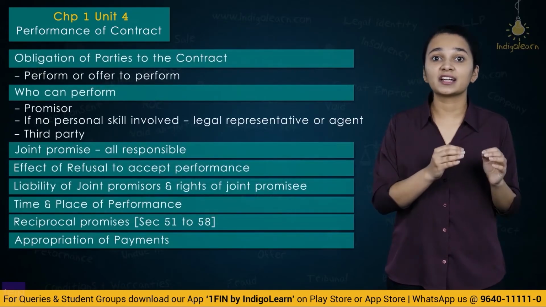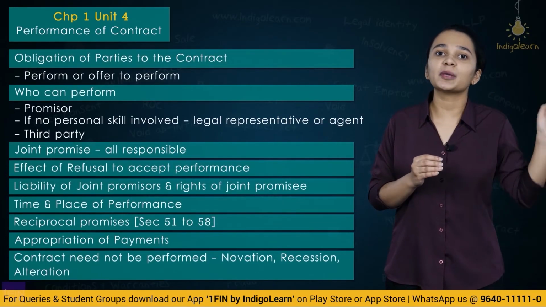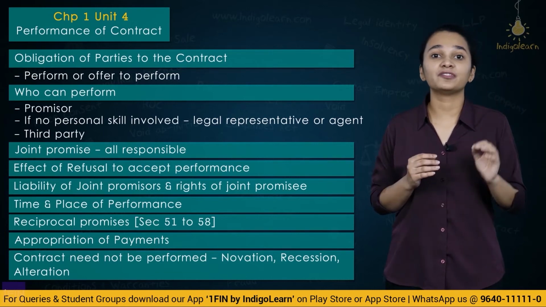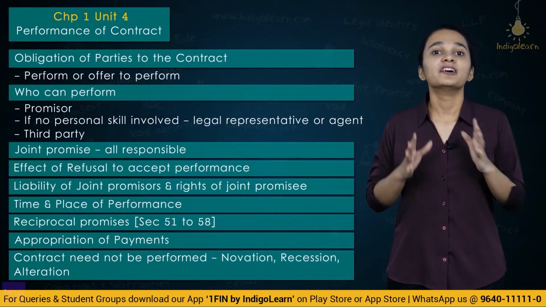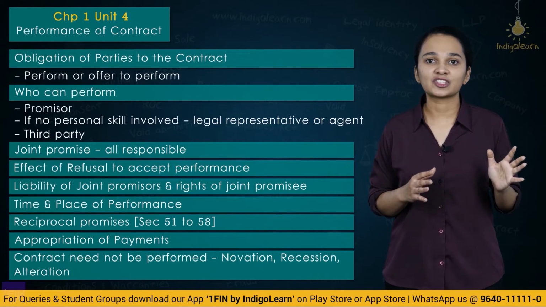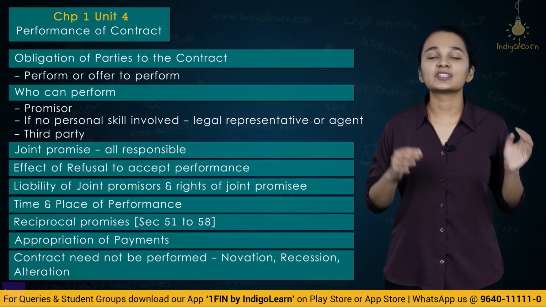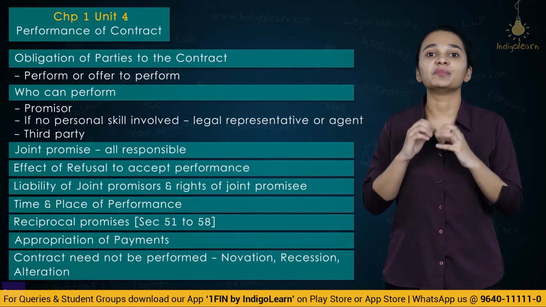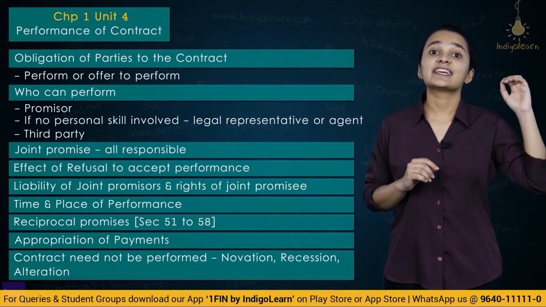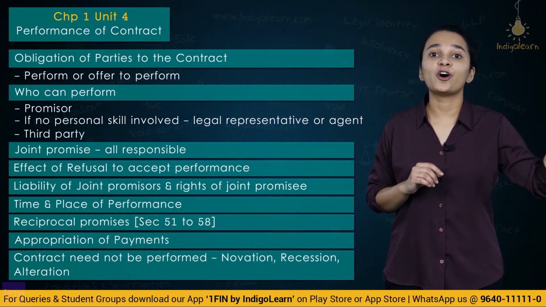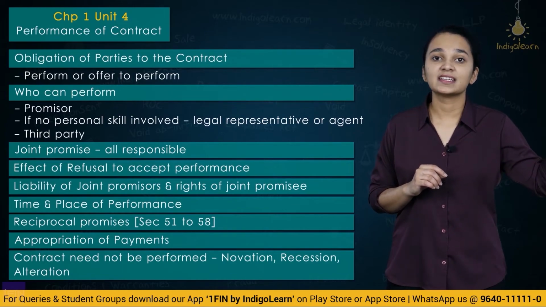After this, we started with contracts which need not be performed with consent of both the parties, where we started with section 62, where we have understood what is novation, rescission and alteration. In all these three situations, by mutual agreement, the original contract is discharged and need not be performed. Then section 63 talks about remission, where there is a waiver of whole or part performance.